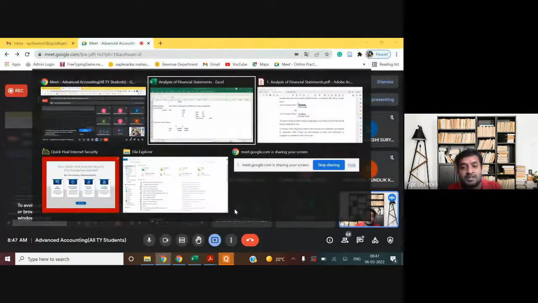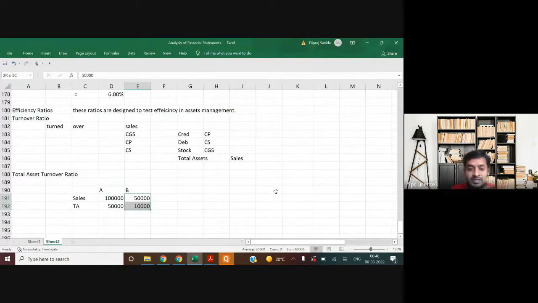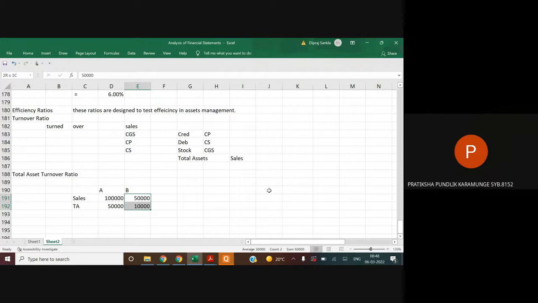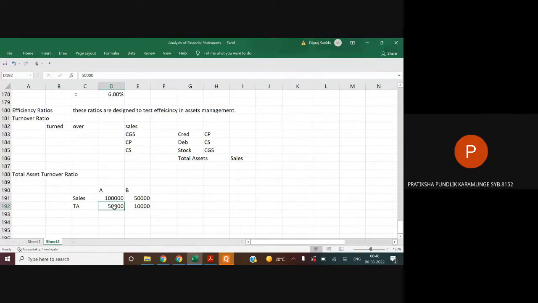Now you tell me, which company has utilized its total assets more efficiently in generating sales? Which company is good at utilizing assets in making sales, in generating revenue? Someone is saying, sir, A company is good at utilizing assets. No, beta, A company is not good at utilizing assets. Look here, A company's total asset value is 50,000, na?